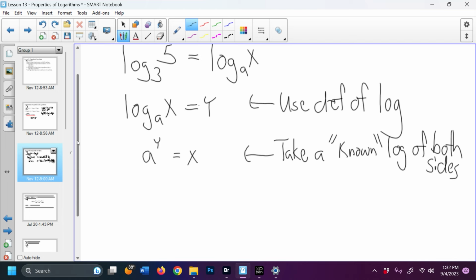Most scientific calculators have the common log, log base 10, and the natural log, ln, which is log base e. So if I take a known logarithm of both sides, and let's say I'm going to take ln, ln of a to the y is equal to ln of x. You guys have all been solving equations since probably 5th or 6th grade using algebra properties, and you know that if you do the same thing to both sides, your equation stays balanced, and logarithms are no different.